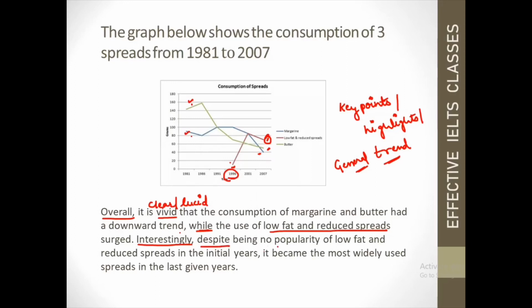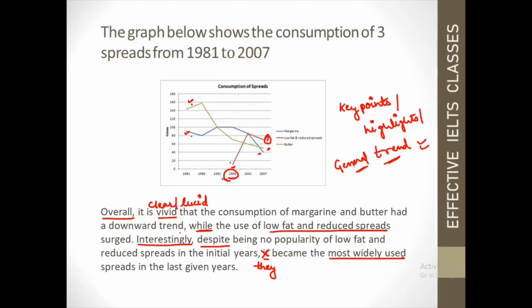Despite being no popularity of low fat and reduced spreads in the initial year, guys, since it was not eaten in the initial years, that's why I've used despite being. And it became, guys, replace it with they, since they are plural. They became the most widely used spreads in the last given years, as they were used the most by the people as compared to the rest too.